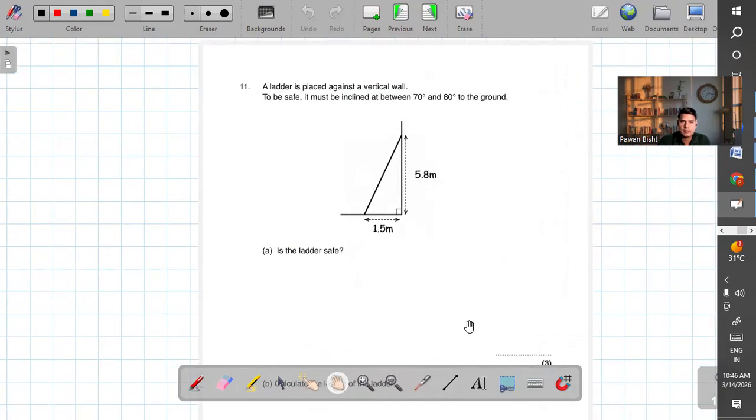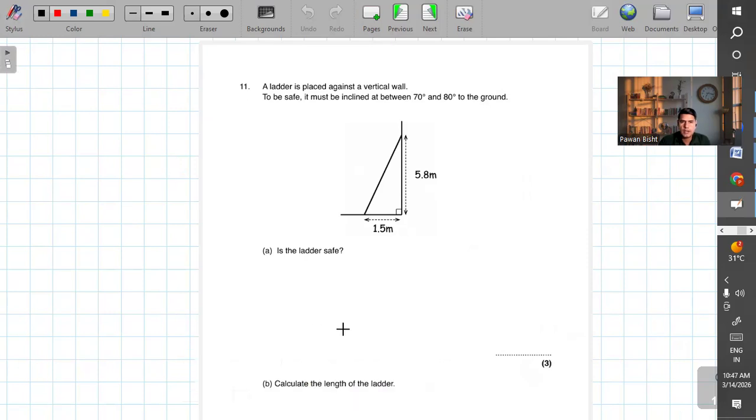Question 11 says that a ladder is placed against a vertical wall. To be safe, it must be inclined at between 70 and 80 to the ground. So what is the angle between 70 and 80? Yes, correct. The angle between 70 and 80 is 75. And they are asking, is the ladder safe? Is the ladder safe or no?